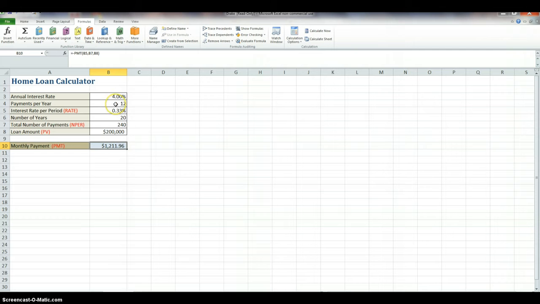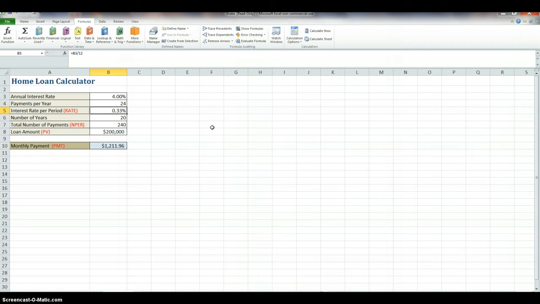What if I want to make 24 payments a year? What if I want to make a payment every 2 weeks? Don't laugh. Some people do that. They want to do that. You pay off the loan a whole lot faster when you do that. So if I go in here and I say, well, gosh, I want to make 24 payments, it didn't change anything.